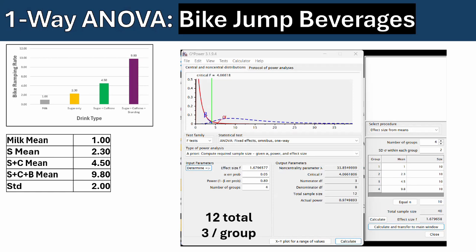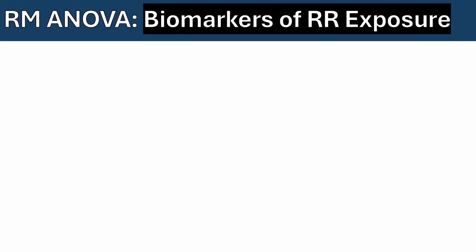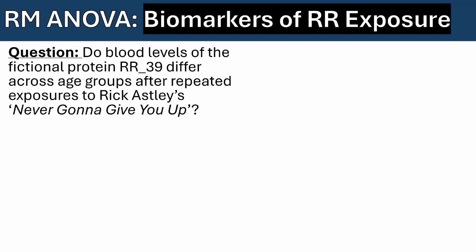All right. What if I want to do a repeated measures ANOVA? So that's ANOVA, but you're measuring more than once. You're measuring over time or some other condition. So say I'm looking at blood levels of a fictional protein called RR39 and wonder if they differ across age groups after a repeated exposure to Rick Astley's song, Never Gonna Give You Up.